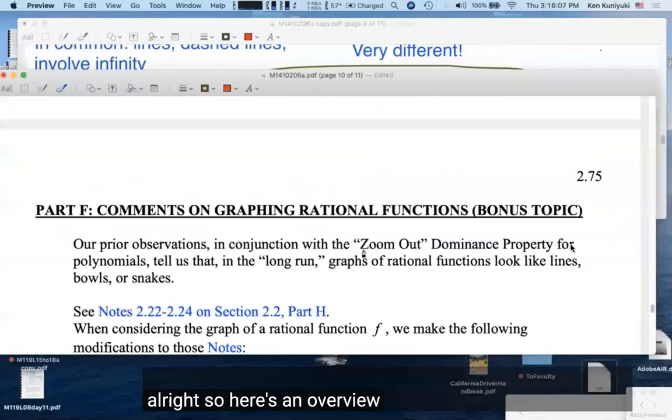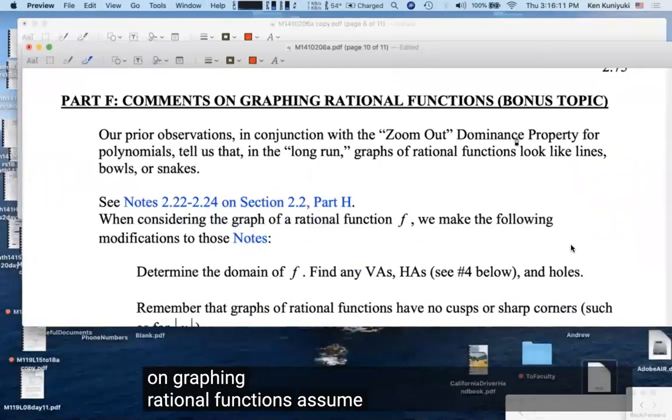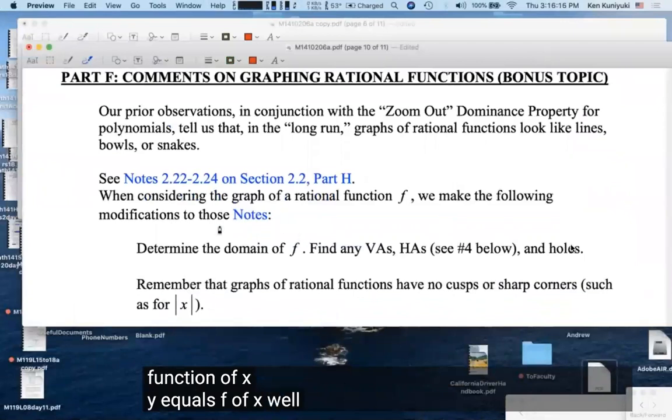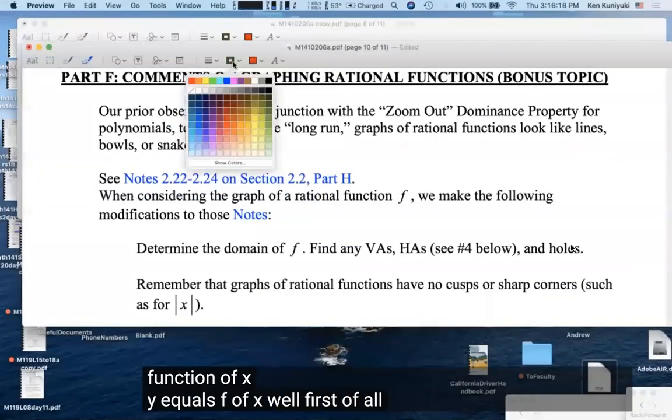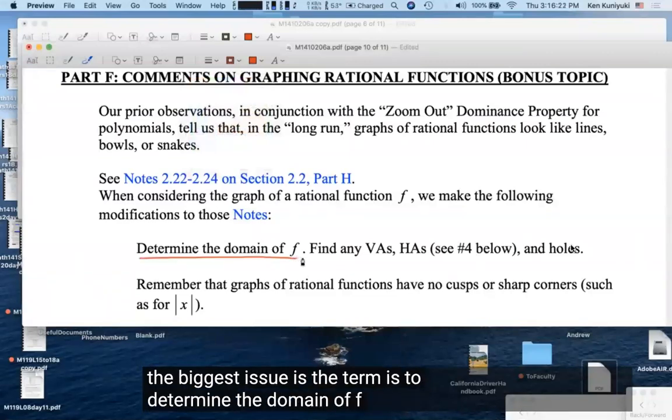All right, so here's an overview. Comments on graphing rational functions. Assume we have y as a function of x, y equals f of x. Well, first of all, the biggest issue is to determine the domain of f, right?